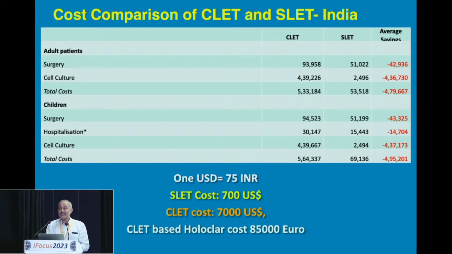And above all, it has reduced the cost of surgery to only 1/10. Say if it was around 7,000 US dollars for CLET, it may be around 700, even if you charge well. In Europe and in America, there is a technique called Holoclar, and it costs about 85,000 euro, which is quite a lot of money. 85,000 euro will be more than 80-90 lakhs for one surgery.